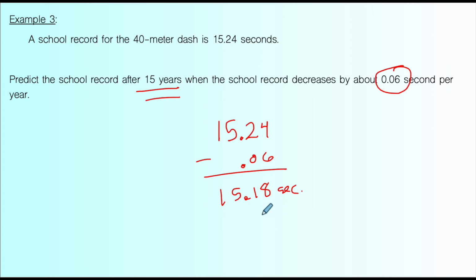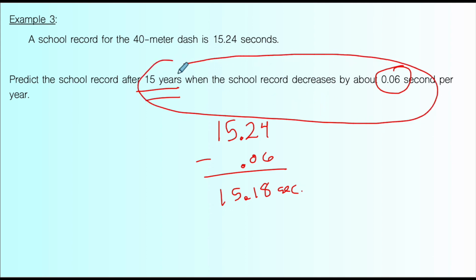But we're not going down 1 year, we're going 15 years, and it would be a little bit silly to sit here and subtract 6/100ths 15 times. So instead, what we could first do is find out how much it's going to decrease over 15 years. Every year for 15 years, it's going to decrease, and a decrease is negative. It's going to decrease by 6/100ths of a second. So in total, my decrease is going to be 15 times 0.06, which is negative 0.9. So 9/10ths of a second.